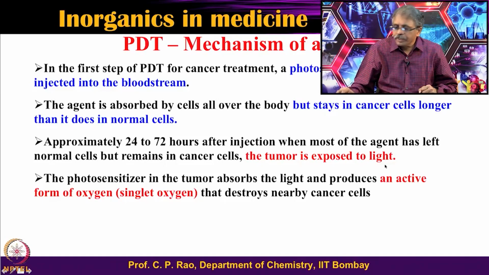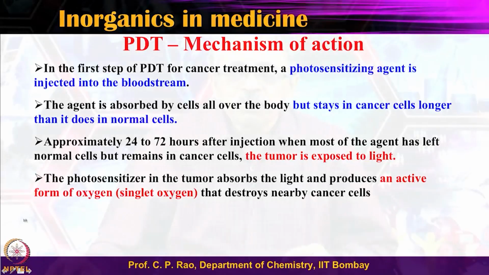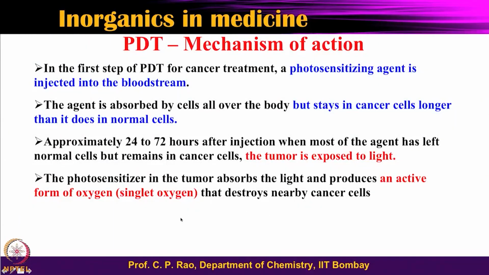The tumor is now exposed to the light. So, the photosensitizer in the tumor absorbs the light and produces the active form of oxygen, singlet oxygen, superoxide radical, hydroxyl radicals, etc., and these destroy the nearby cells.